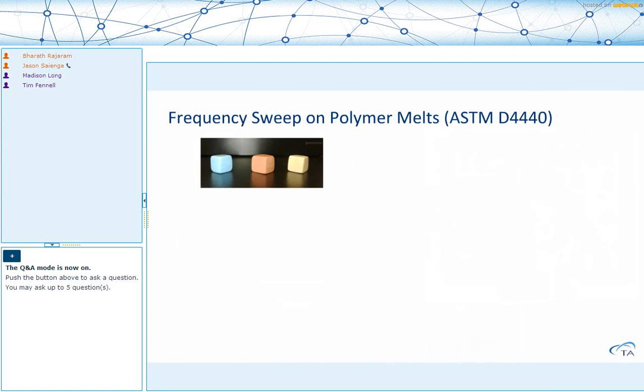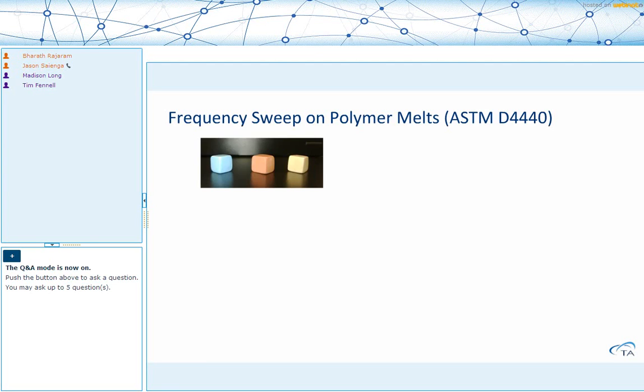So the previous slides have all talked about viscosity and the effect of molecular weight and molecular weight distribution on viscosity measurements. But one of the key advantages of working with a rotational rheometer is that it gives you access to viscoelastic information. And the way we characterize that is through a frequency sweep on a polymer melt. There's an ASTM method for this. It's the ASTM D4440 method. And what that tells us is it quantifies the time-dependent viscoelastic response of a material.